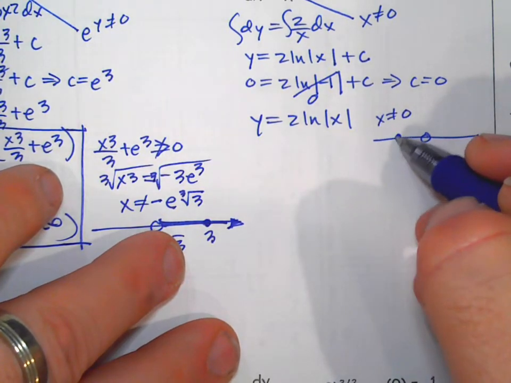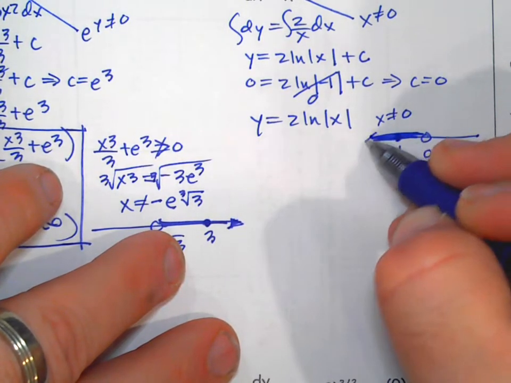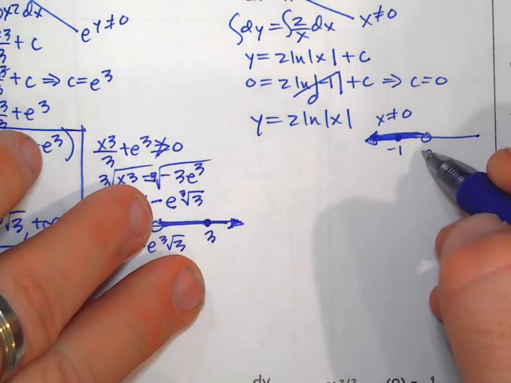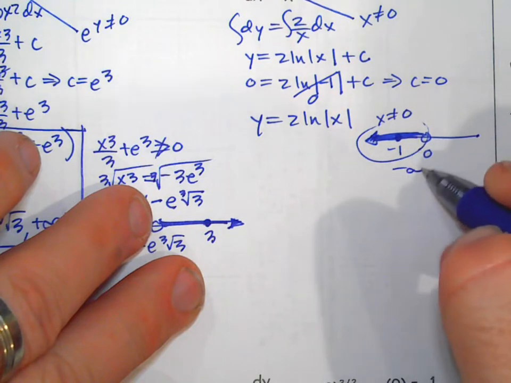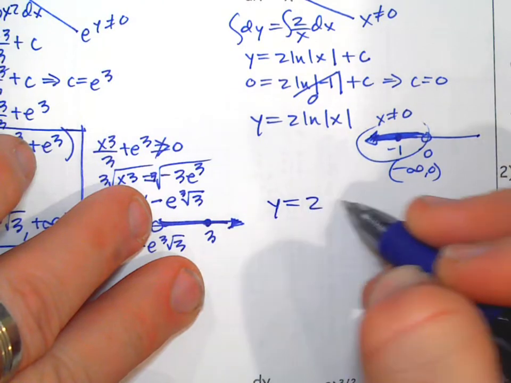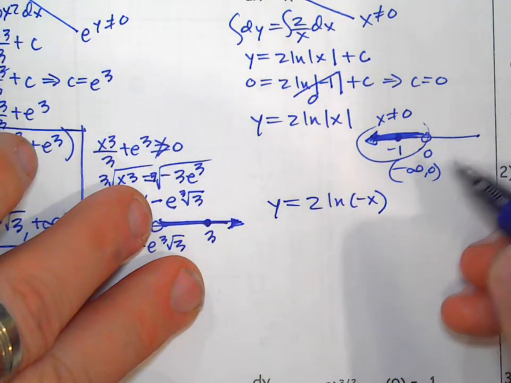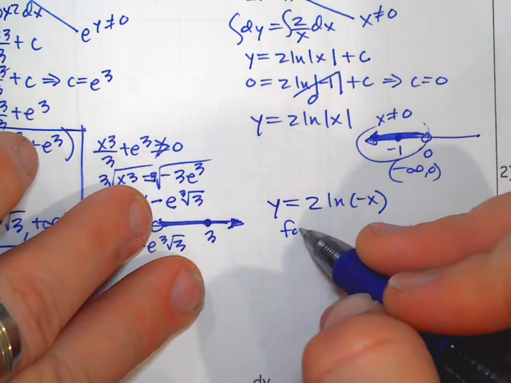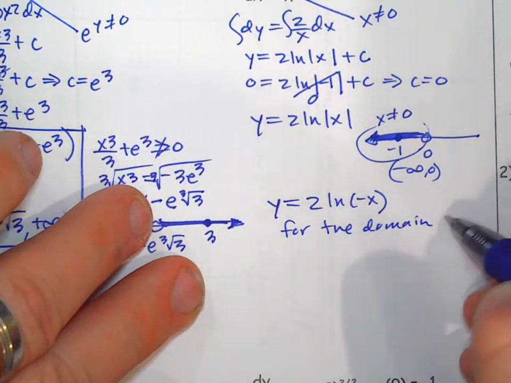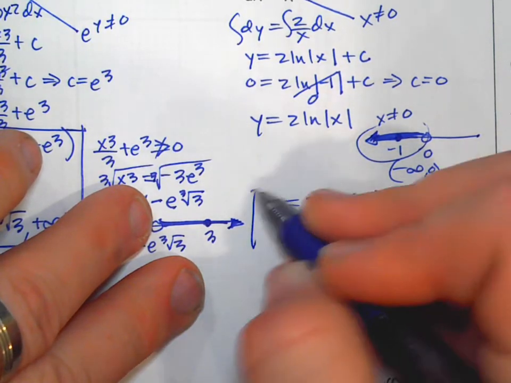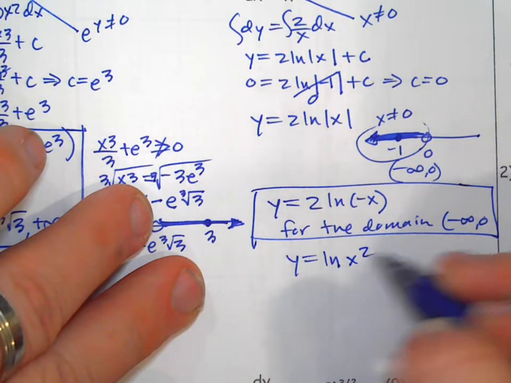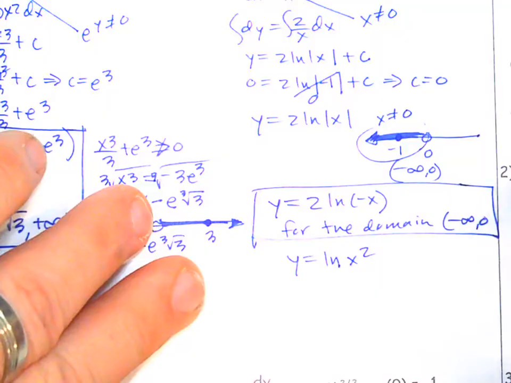Plug the negative, put the negative 1 there, the initial condition there. Okay, that's your domain. So the fact that x is always going to be negative for sure means that we can write this answer a little better. We could just put a negative on the x and drop the absolute values. So that's your answer. You could bring the 2 in and write it as natural log of x squared. That works too. All right, either way.